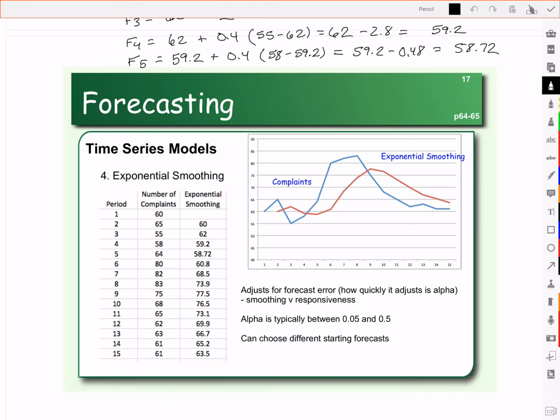So with the exponential smoothing, you're going to have to choose that starting forecast. You're going to have to choose your level of alpha. So what's the trade-off between responsiveness and how smooth you want it to be? What you're seeing here on the graph is the alpha of 0.4. The bigger the alpha, the more every turn is going to show up in your forecast. The smaller the alpha, the more smoothed out it's going to become.